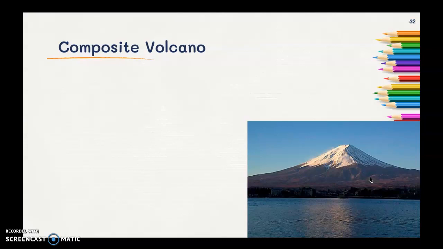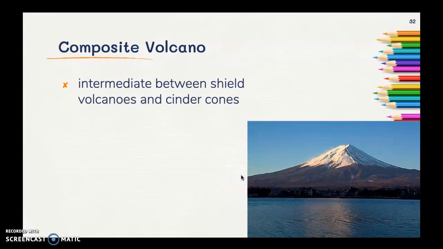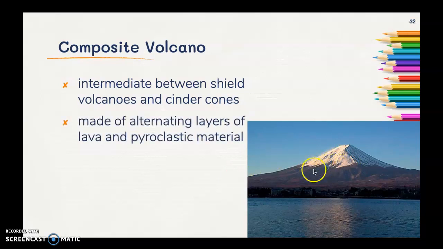The third type is a composite volcano. This is a picture of Mount Fuji, I believe. Mount Rainier in Washington State is another composite volcano. They're intermediate between shield volcanoes and cinder cones. What I mean by that is that they have layers, alternating layers of lava and pyroclastics.